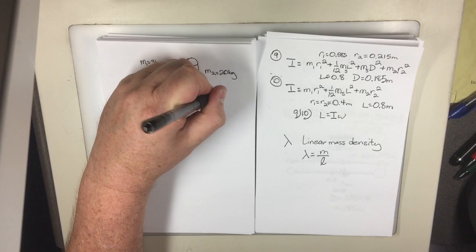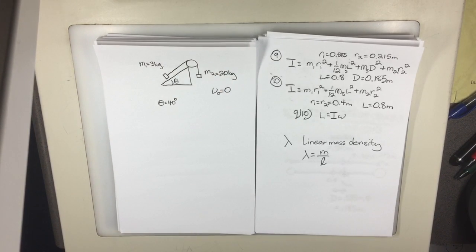The initial velocity is 0. Now obviously M2 is 20 kilograms, M1 is 3, so which way do we think this thing's going to go? M2 is going to fall. I'm going to make it obvious in all the Atwood's energy problems.